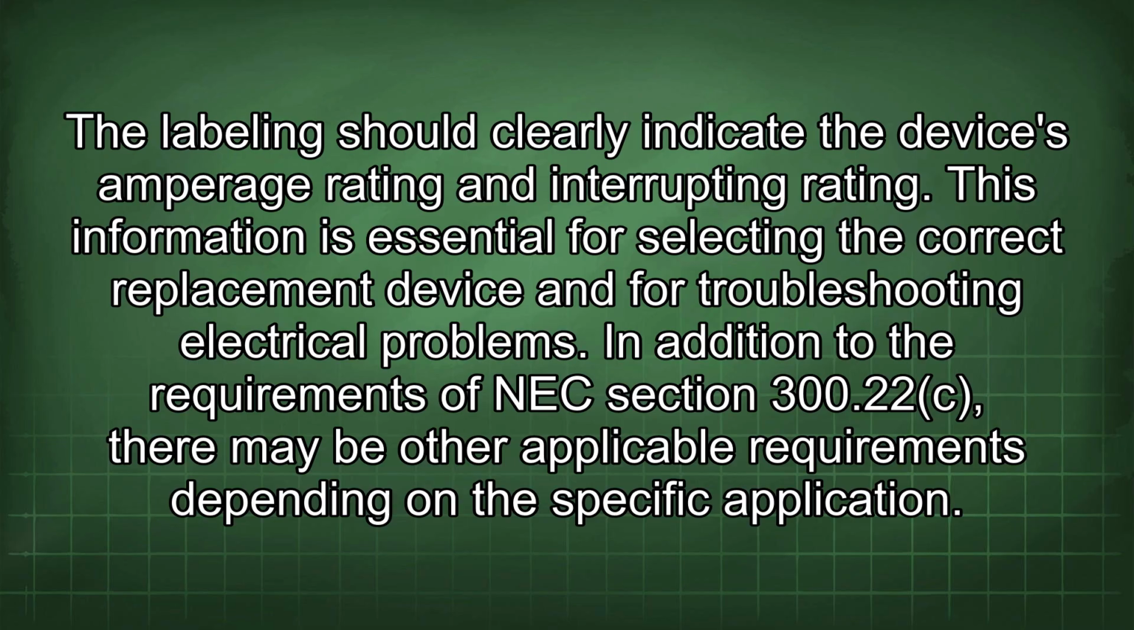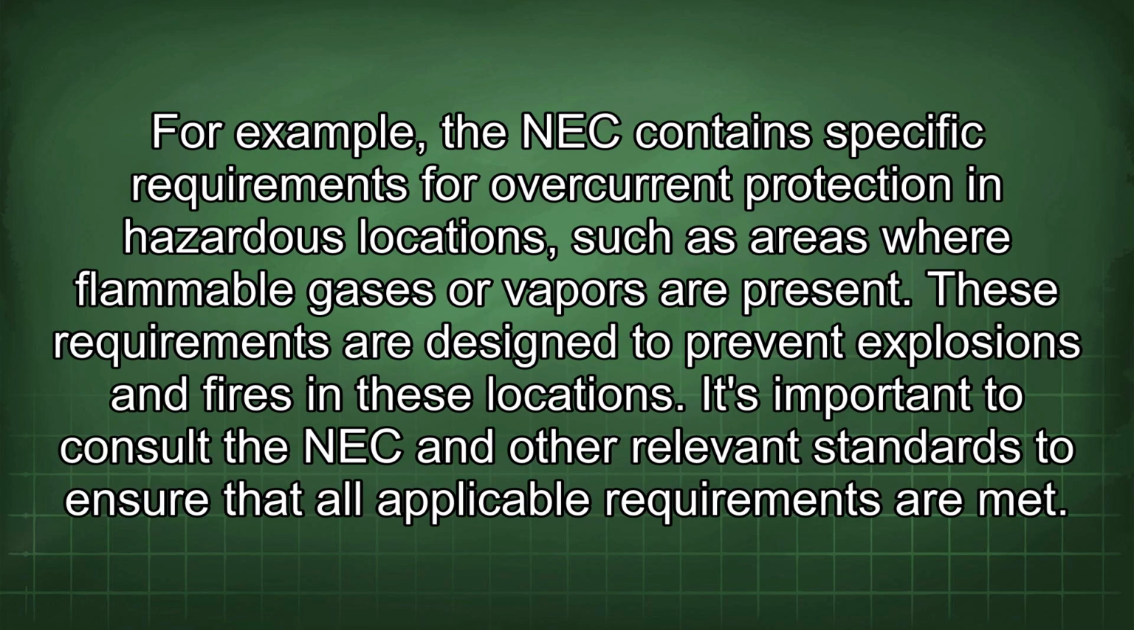In addition to the requirements of NEC Section 300.22, there may be other applicable requirements depending on the specific application. For example, the NEC contains specific requirements for overcurrent protection in hazardous locations, such as areas where flammable gases or vapors are present. These requirements are designed to prevent explosions and fires in these locations. It's important to consult the NEC and other relevant standards to ensure that all applicable requirements are met.